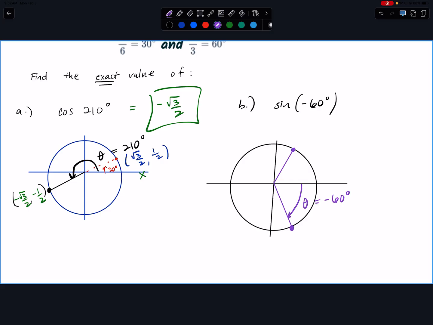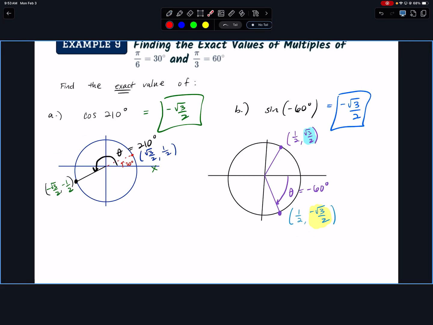So what are the x and y right here? 1/2 comma square root 3 over 2. Okay, since we're wanting sine, which one do we care about? The y. What do we know about y in this quadrant? It's negative. So the point would be 1/2 comma negative root 3 over 2. So the exact value of this is going to be negative square root 3 over 2.